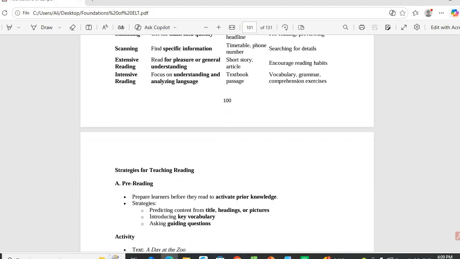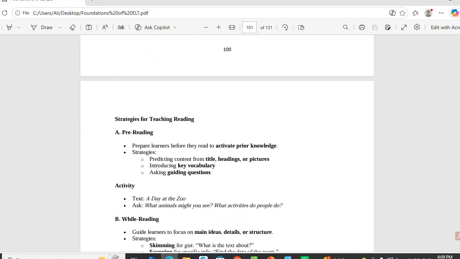What are the strategies for reading? Number 1, pre-reading, before reading. Prepare learners before they read. Do it to activate prior knowledge by predicting content from the title, headings, and pictures. If there are pictures, discuss them with the students. You have to discuss the title, interpret whatever you can from the title, then introduce key vocabulary, not the whole vocabulary, and then ask guiding questions. This is before you start reading.